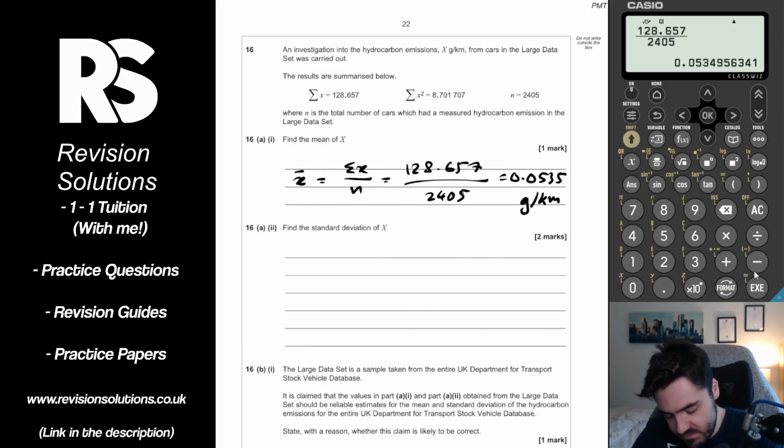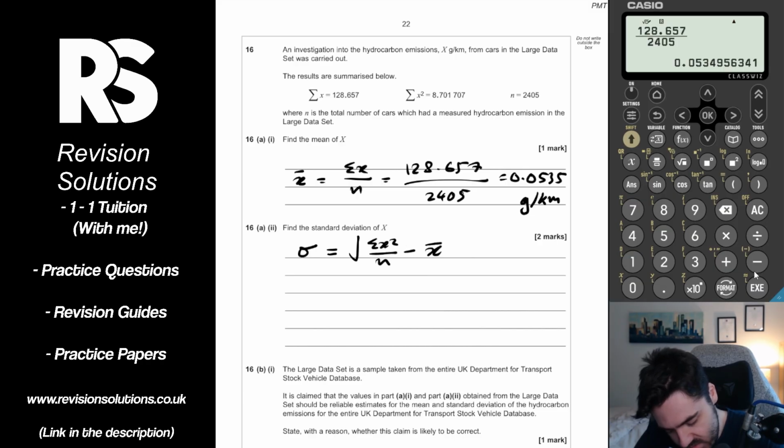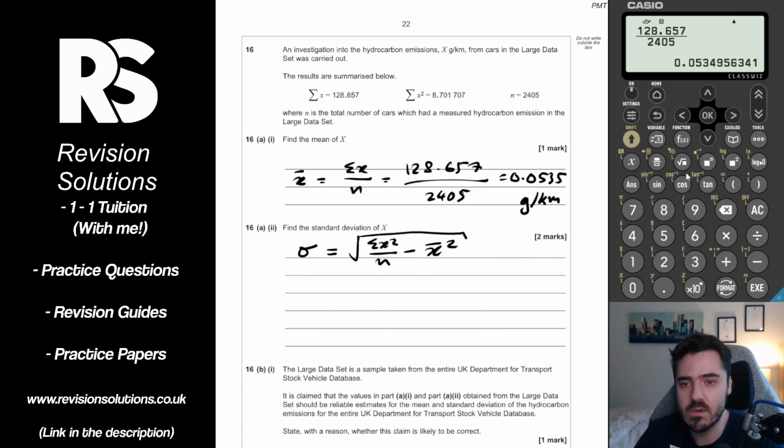Then it says find the standard deviation. So the standard deviation is the square root of the sum of x squared over n minus our mean squared. So first off, let's find the sum of x squared over n. That is 8.701707 all over 2,405.